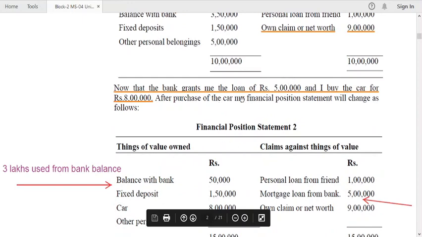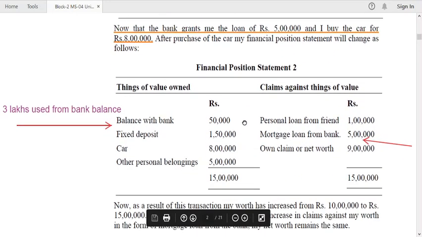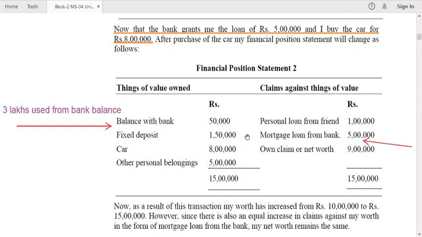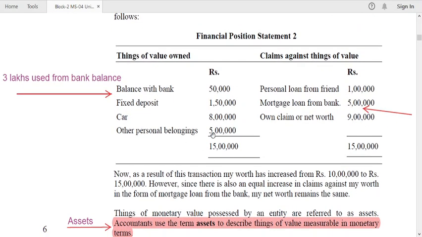Now the bank grants him a loan of 5 lakh rupees and he decides to buy the car for 8 lakh rupees. After the purchase of the car, the financial statement would look like this. The balance in the bank is reduced to 50,000 because 3 lakh rupees is given as cash. Fixed deposits remain the same, 1,50,000. Car, a new asset came to him, that is a car of value of 8 lakh rupees. Other personal belongings or other assets 5 lakh rupees.